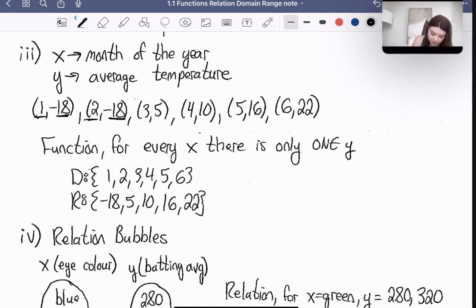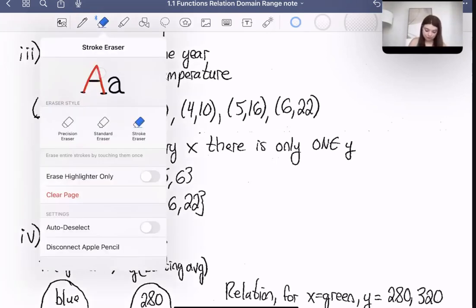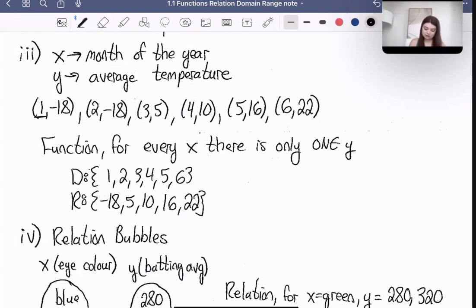And so even though this would not pass a hypothetical horizontal line test, this still does pass the vertical line test, because we're allowed to repeat y values. We just can't repeat x values and have different y values. So therefore, yes, this is a function, because for every x value, there's only one y value. And then same thing here. They just wrote out the domain and range. They said domain was 1, 2, 3, 4, 5, or 6. And the range was negative 18, 5, 10, 16, and 22. I know negative 18 appeared more than once, but we still just have to write it once in the range. We don't have to write it twice.